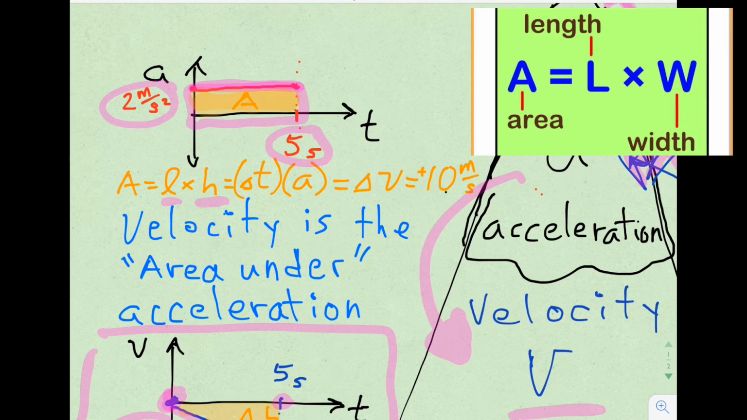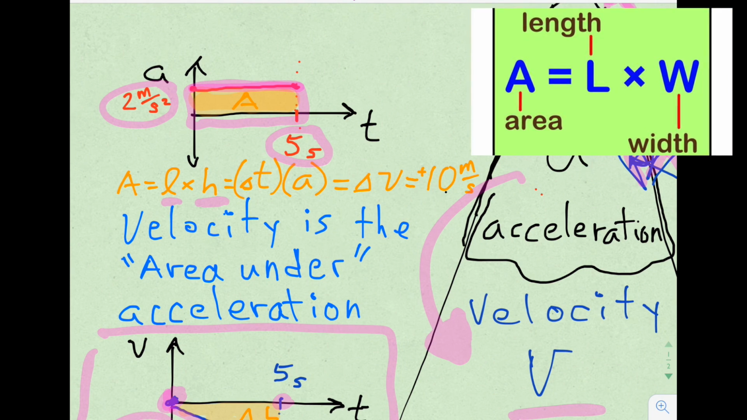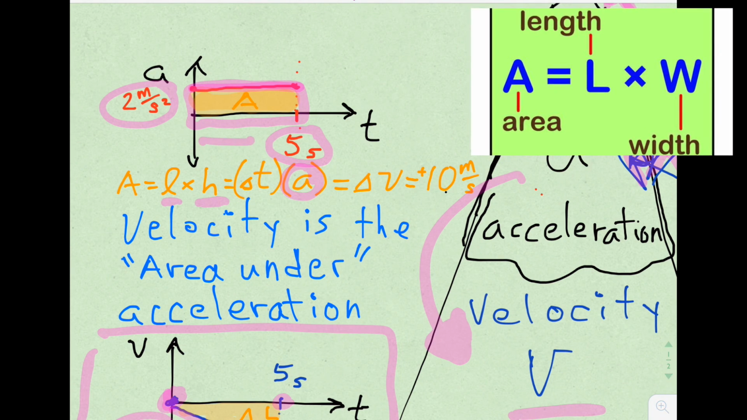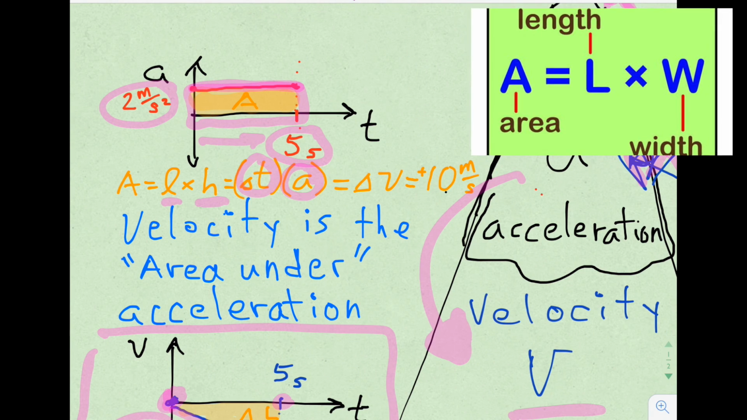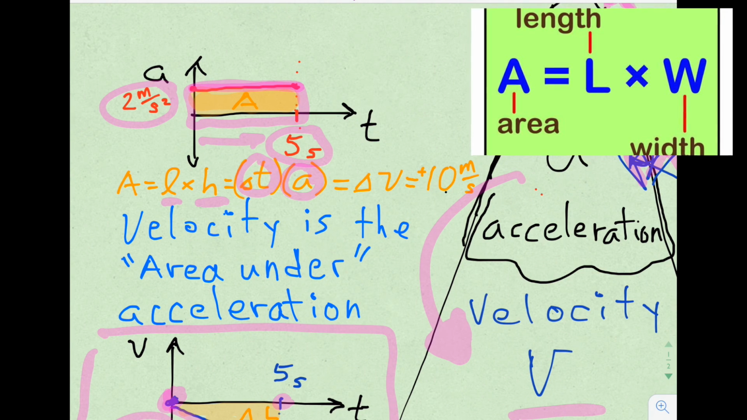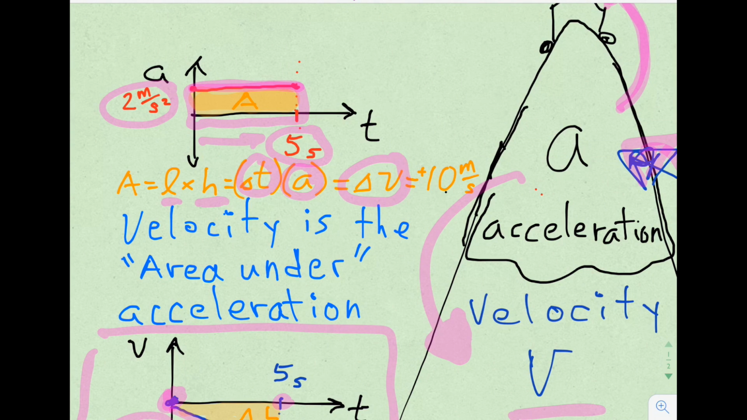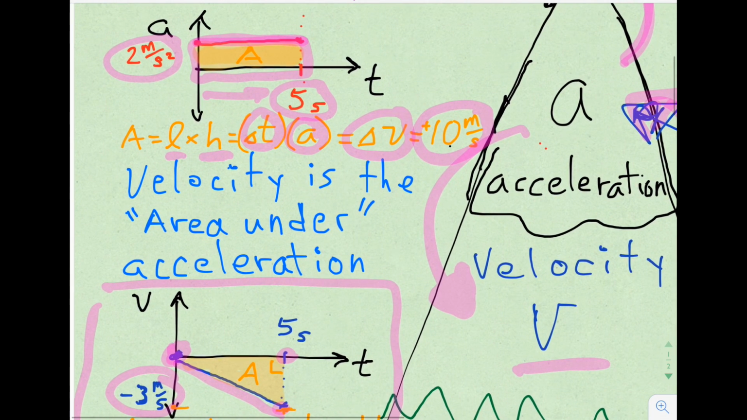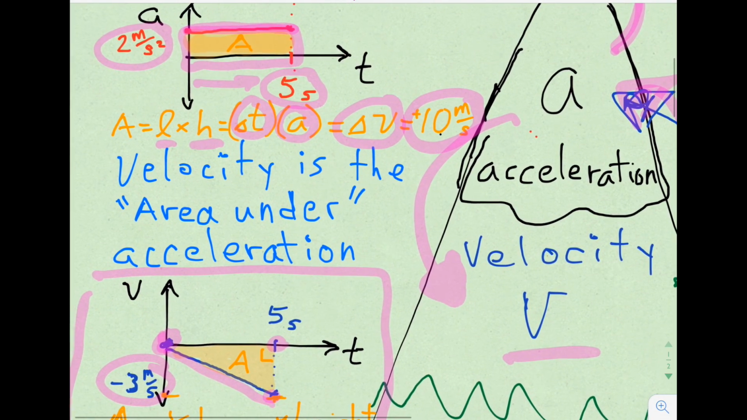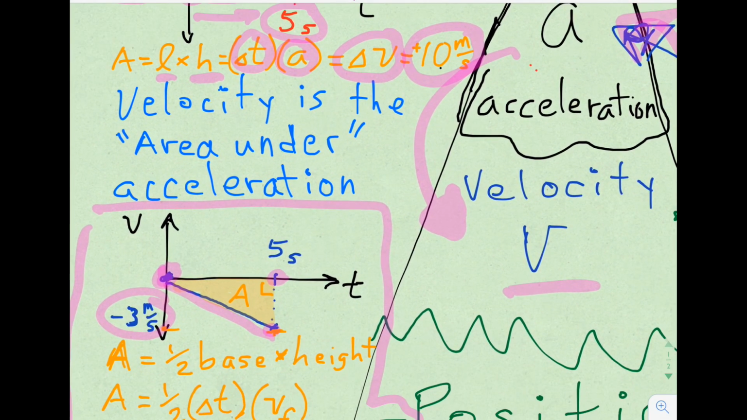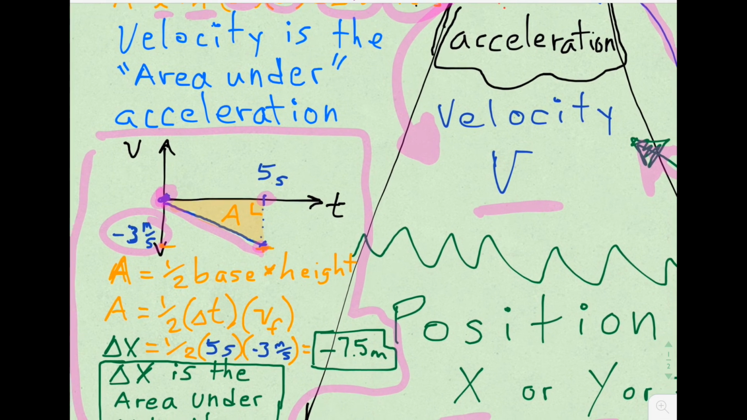But in this case, the height is an acceleration value, and then the length running is a change in time. Now, acceleration times change in time actually gives us a change in velocity. So if we're accelerating 2 meters per second faster every second, do that for 5 seconds, and we will be going 10 meters per second if we started from rest, if we started from initial velocity of 0 and then kept speeding up in the positive direction. So velocity is the area underneath the acceleration.